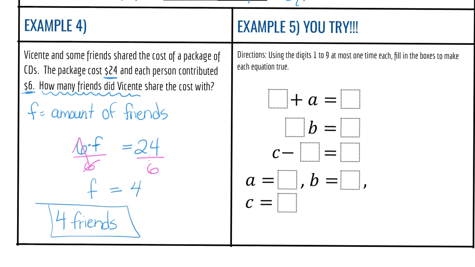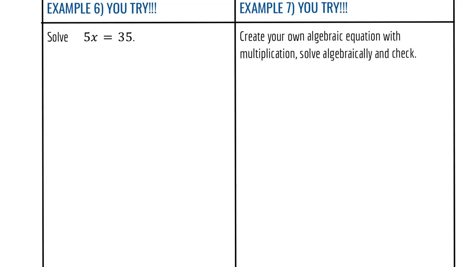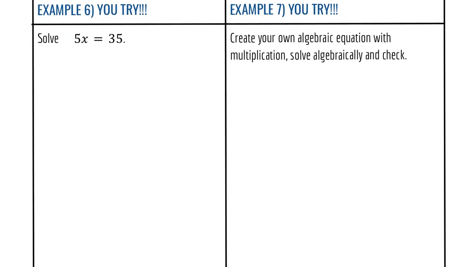All right, go ahead and do example 5. So just do a little bit, see if you can figure it out. Remember, each box is a different number. So directions. Use digits 1 through 9, at most just one time each. Fill in the boxes to make the equation true. There are actually multiple answers to this problem. So go ahead and give it a try. See if you can do it. All right, go ahead and do number 6. That should have been whoop like that instead.